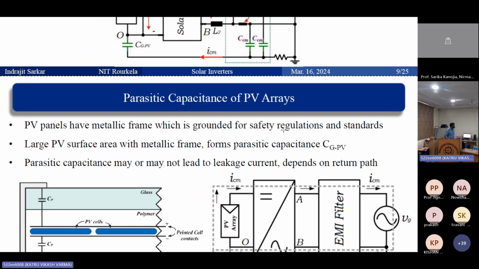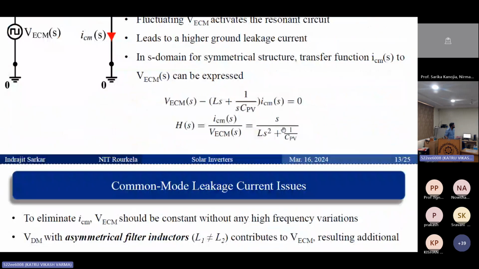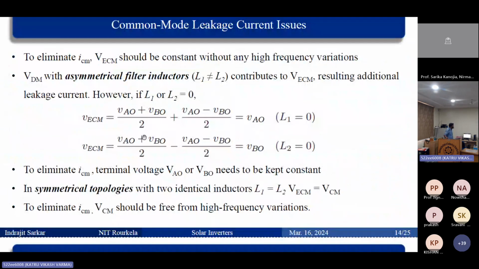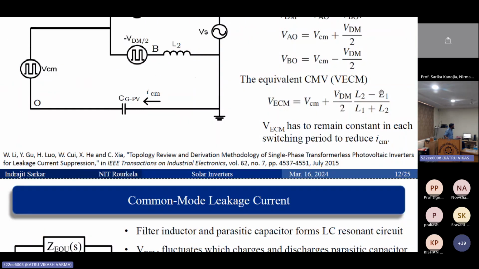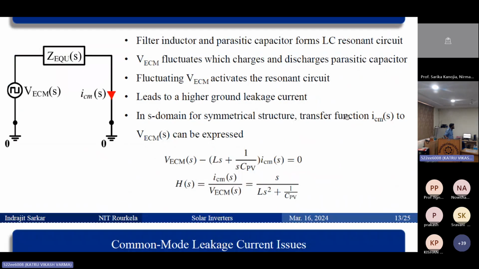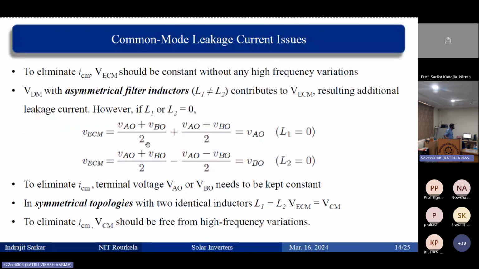How is it going to affect the equivalent common mode voltage? You can see here. This is the common mode voltage, VAO plus VBO by 2, and this term will be the differential mode voltage. Because one term is 0, let's say L1 equals 0, these two terms will cancel out to 0, and this L2 will be 1. So common mode voltage plus differential voltage divided by 2. Common mode voltage is the summation of these two by 2, and differential mode voltage by 2 is this. So it becomes VAO. So this equivalent common mode voltage is VAO.